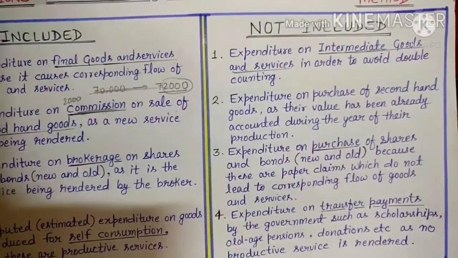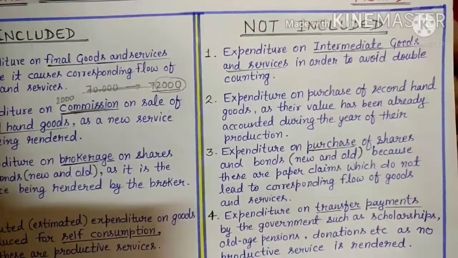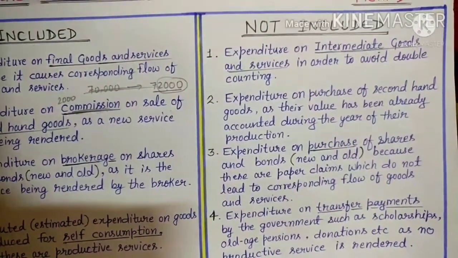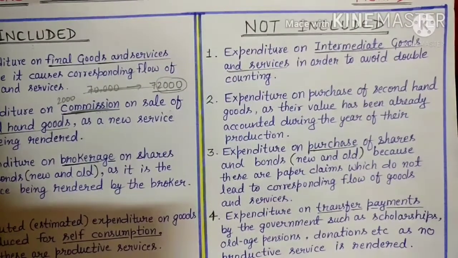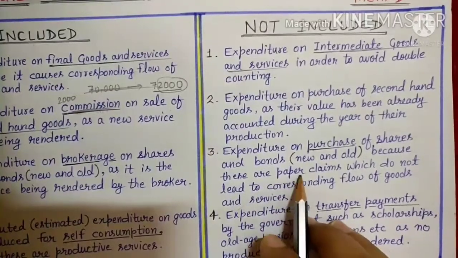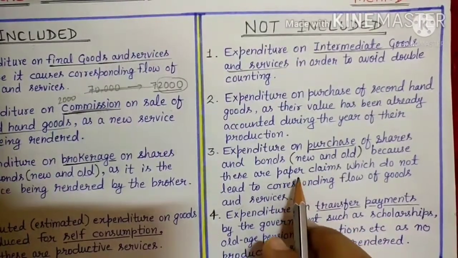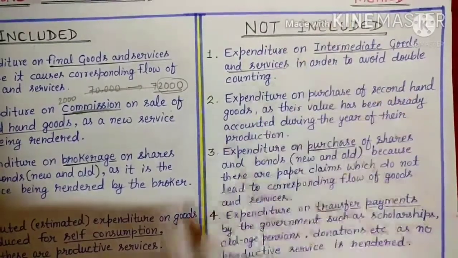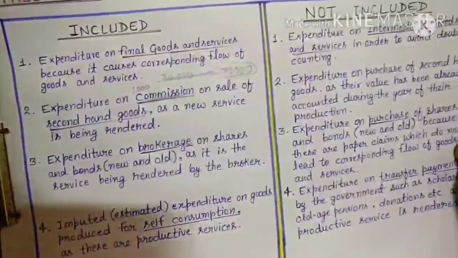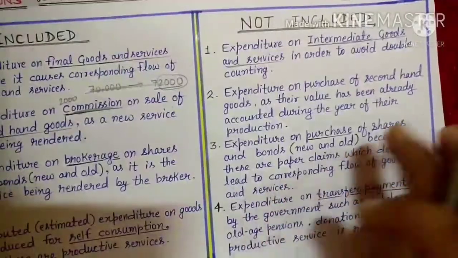So if you are doing expenditure on purchasing those shares and bonds, what will happen? There will just be a transfer of ownership, because these are pieces of paper. So we will not include this expenditure in national income, because these are not producing any productive services.